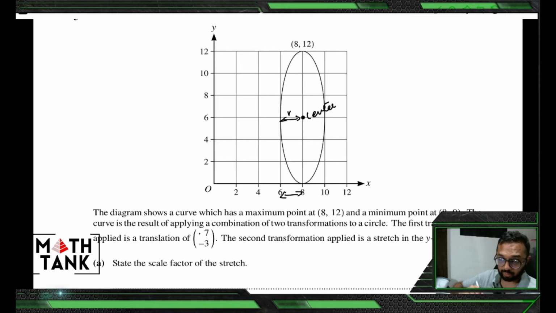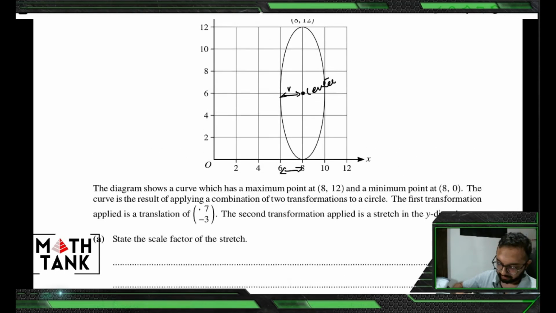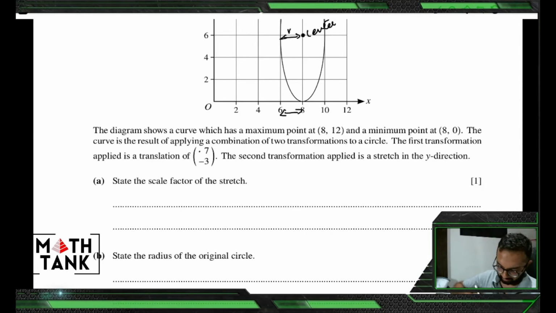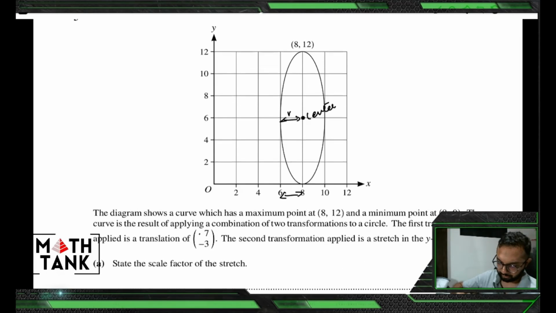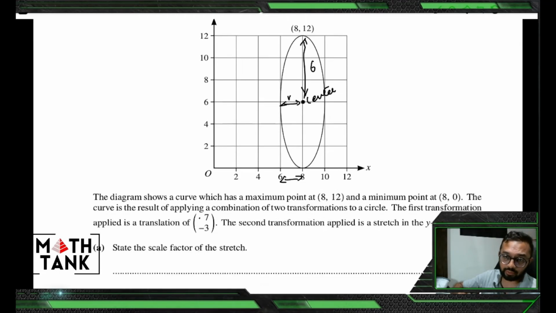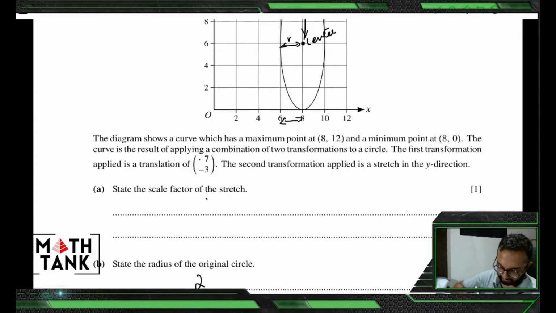It's important to look at the axis. I see the radius of the original circle is 2, so I'm just going to write that. Now I see that this radius is now, this distance is basically 6 units. If the original radius was 2 and this is now 6, that means the scale factor was 3.